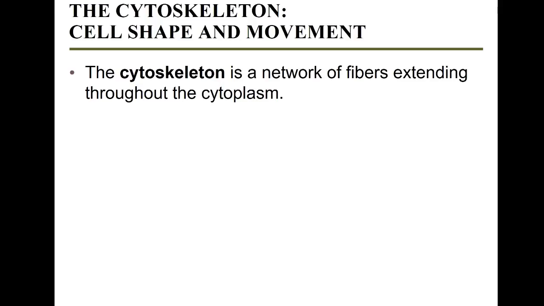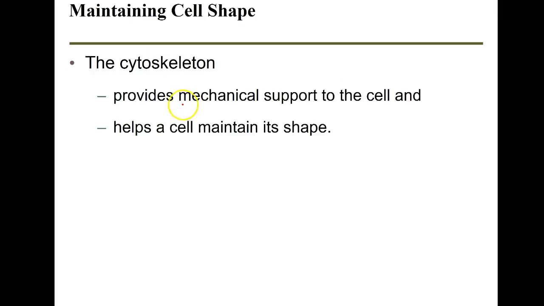Moving on. Next, we're going to talk about the cytoskeleton. The cytoskeleton is a network of fibers extending through the cytoplasm. I'm going to give you some information on the cytoskeleton, and then we'll look at it in a diagram. But think of the word skeleton, and think of our own skeleton and what that does for us. The cytoskeleton provides mechanical support to the cell and helps the cell maintain its shape. It's like our skeleton helps maintain our shape.